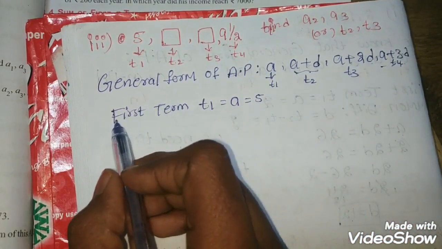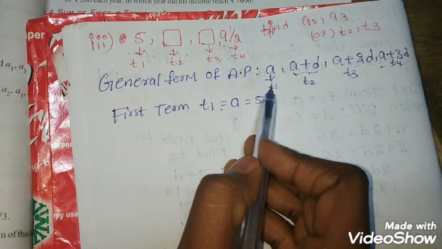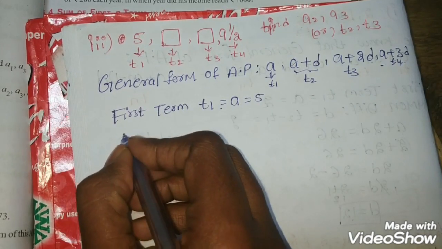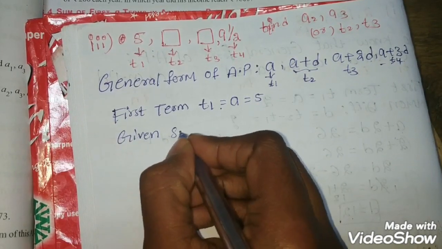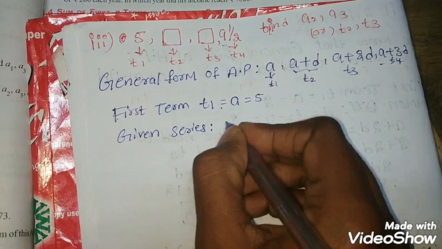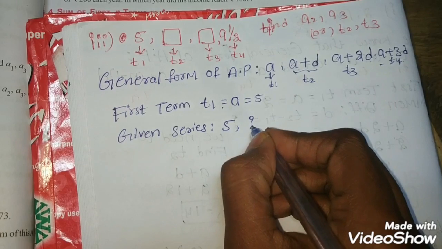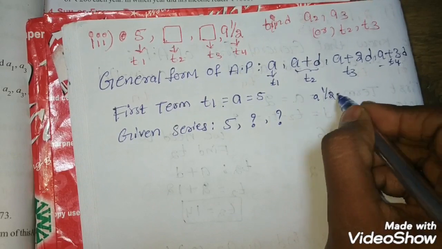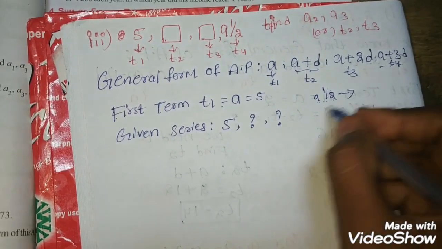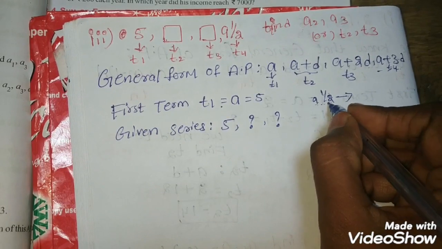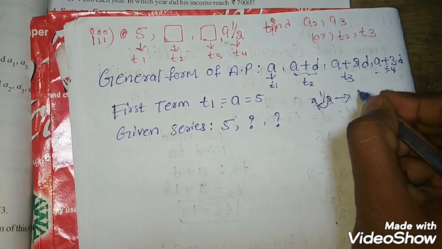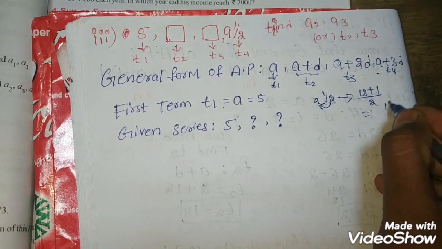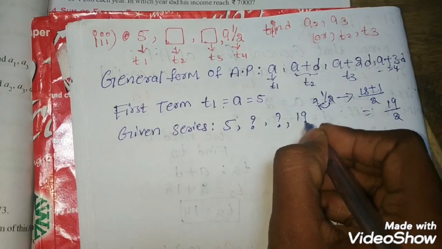Okay. So what is the first term here? First term, that is T1, is equal to A, which is equal to 5. So in the given series, what is given here? 5, and we need to find this, and next is this, and 9 1 by 2. 9 1 by 2 is a mixed fraction. We need to write it as an improper fraction. We have to multiply: 9 2s are 18, plus 1, divided by 2. That is 18 plus 1, what? 19 by 2. So you can write here 19 by 2.